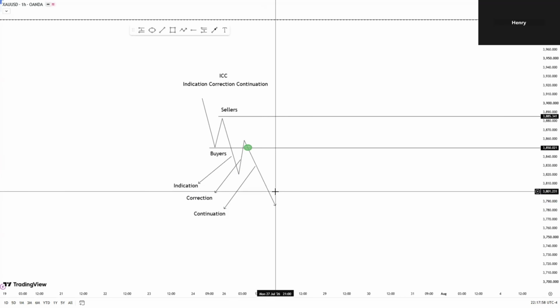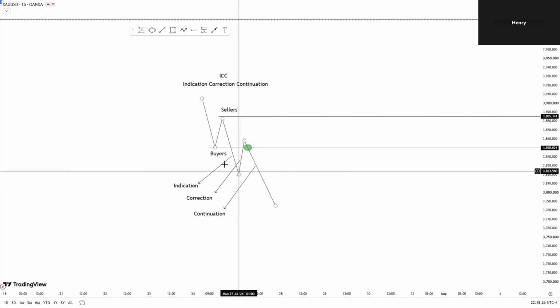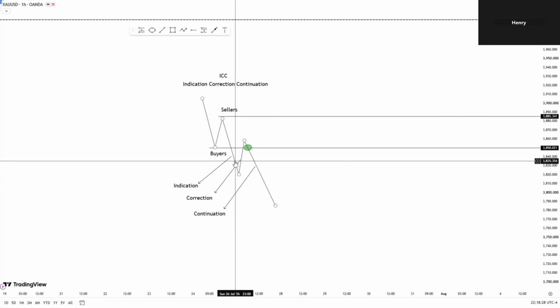Please try to keep it as simple as possible. So with that being said, I hope you guys have understood what ICC is. ICC is simply a three-step process of price action, right? Indication, which is the breakout; correction, which is price going to create another lower low or lower high; continuation, which is price repeating the exact same thing it did for the indication. Keep it as simple as possible.